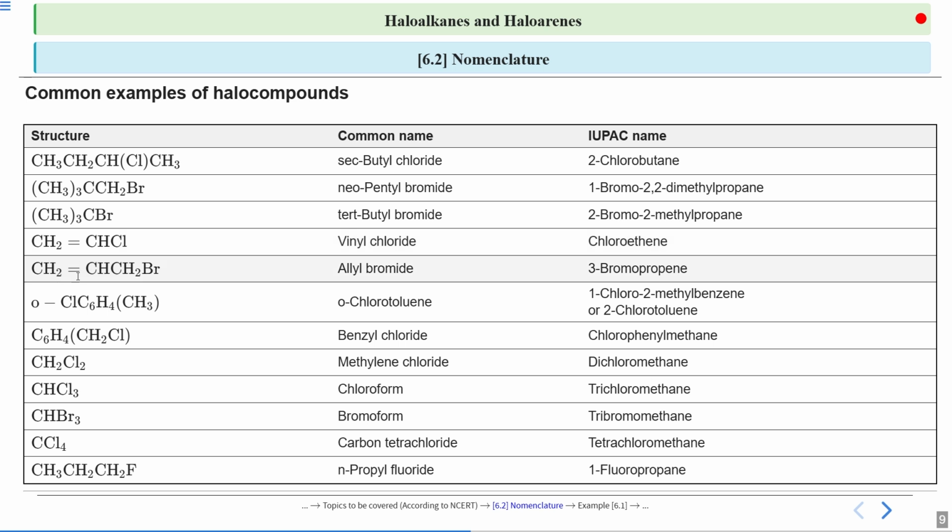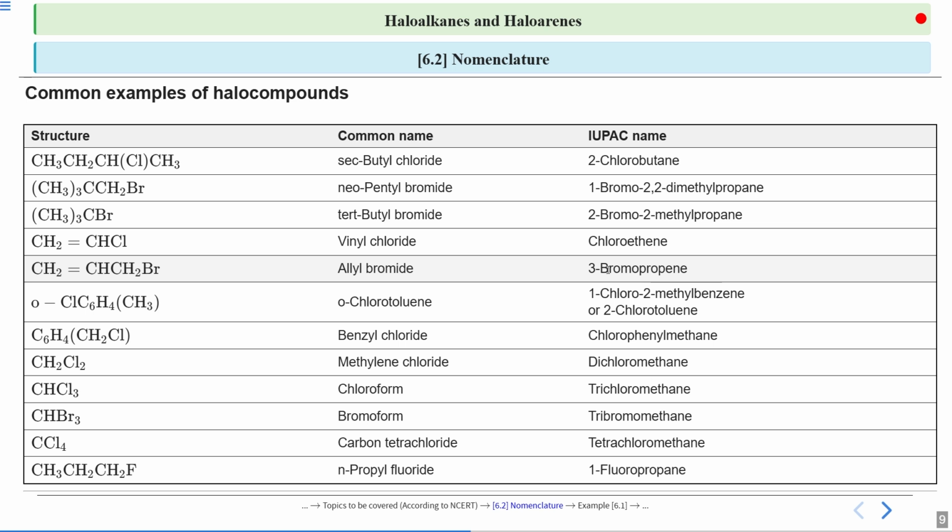Next is CH2=CHCH2Br. This is allyl bromide. In allylic compounds, the halogen is bonded to an sp3 hybridized carbon, but that carbon is attached to an sp2 hybridized carbon. The same thing is happening here, so the common name is allyl bromide, and its IUPAC name will be 3-bromopropene.